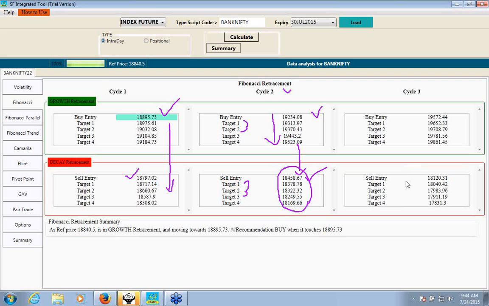Which study will you follow? Suppose you get all these studies, it is fine. You got the summary, that is also fine. But which study should I follow? Which one is going to work for me in the real trade? Whether I should follow Fibonacci or parallel projection, trend, Camarilla, Elliot, pivot, GAV, which one should I follow? That is the most important aspect of this.